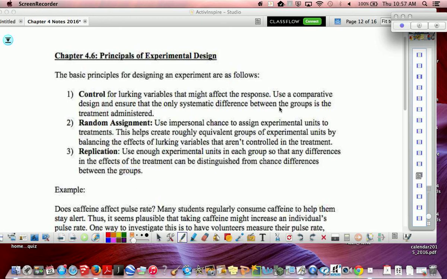The last part, replication, doesn't mean we repeat the experiment over and over and over again. It means we just want to make sure that the number of experimental units or subjects that we have for our experiment is large, okay? Because the bigger that you can make it, the less chance that a lurking variable, especially in the random assignment, can impact your experiment.